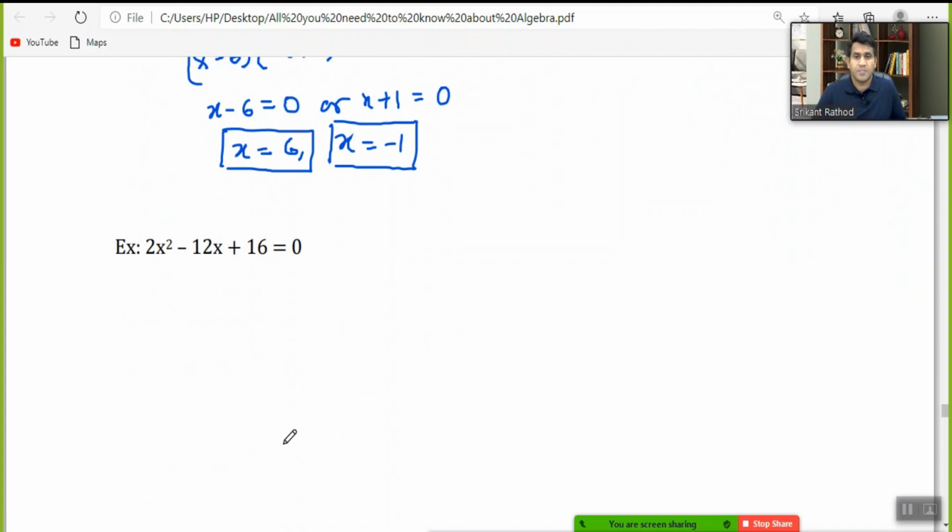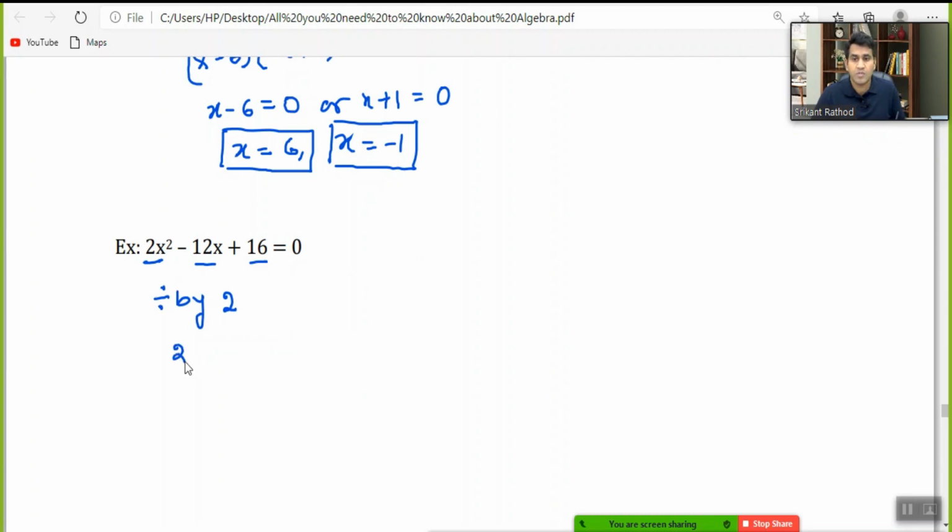Let's take another example here. 2x square minus 12x plus 16 is equal to 0. So remember one thing, before solving any equations or expression, try to make it in the simplest form. So try to make it as simple as possible. Here 2x square minus 12x plus 16 equal to 0, instead of just going in the direct way, as 2 is common for the entire expression, I can simplify it further by dividing by 2. So what happens after dividing by 2?